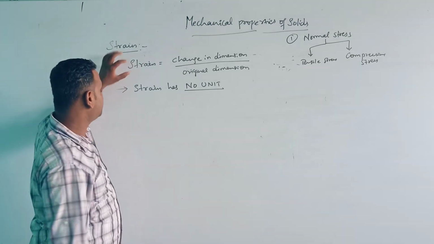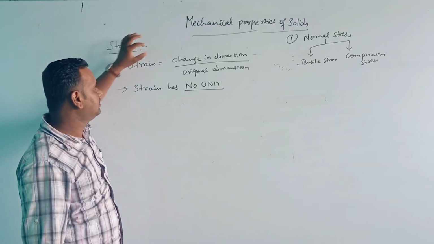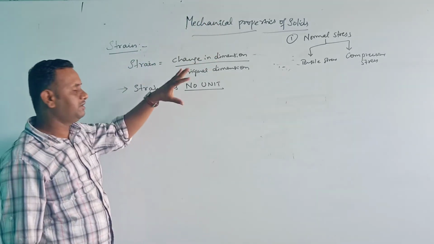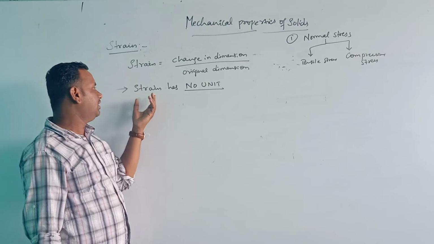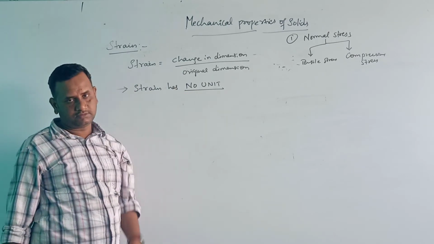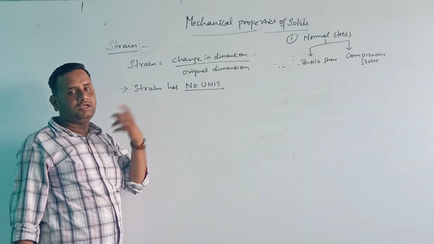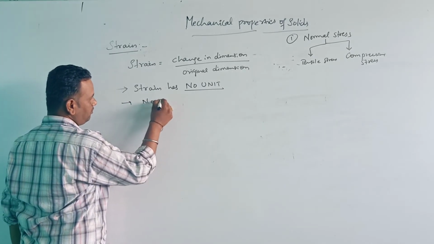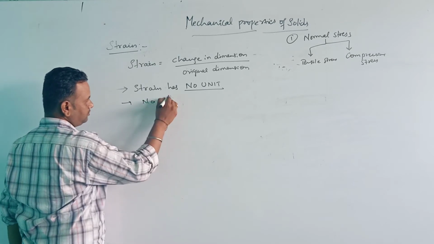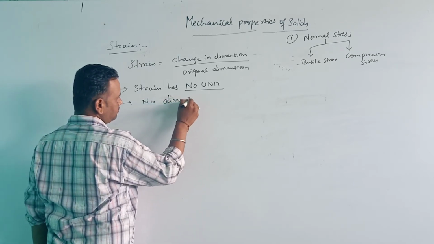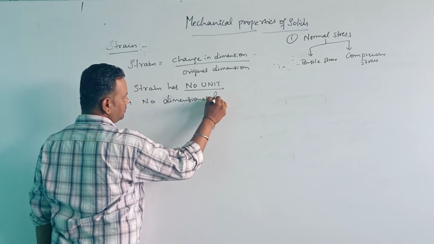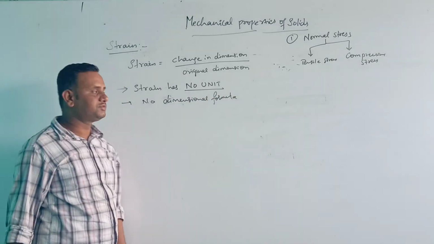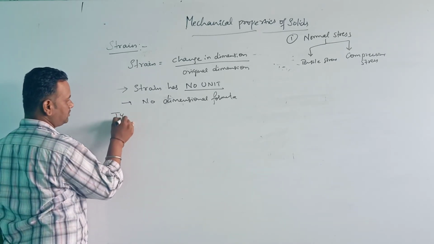So strain is defined as the change in dimension to the original dimension, and for strain it has no unit. If it has no unit, then no dimensional formula also. So here in strain also we are having the types of strain.